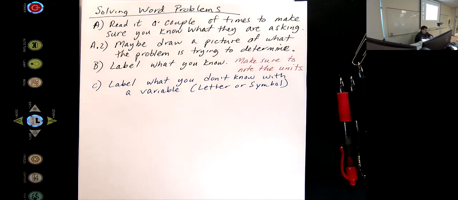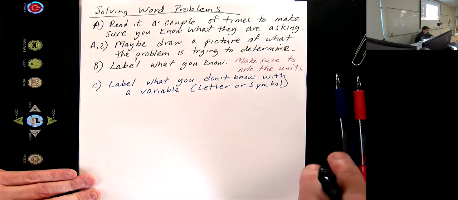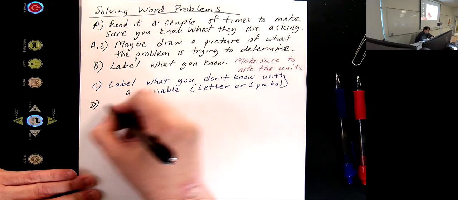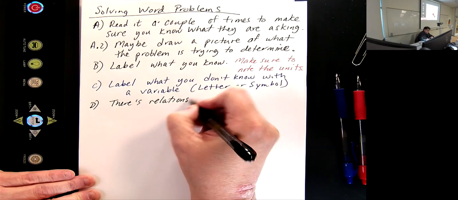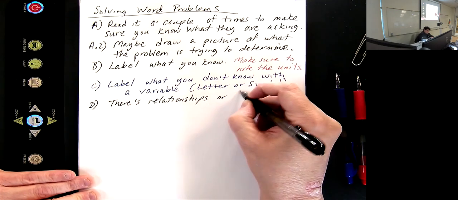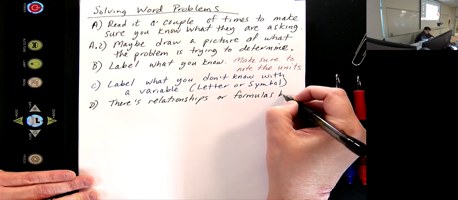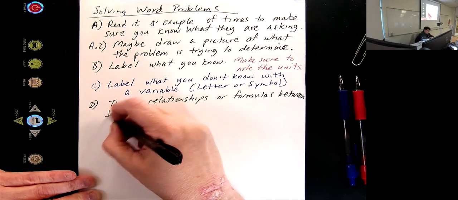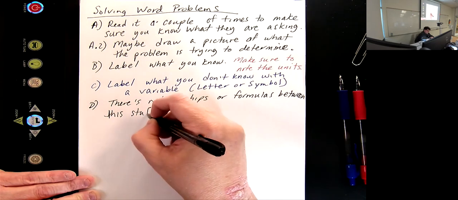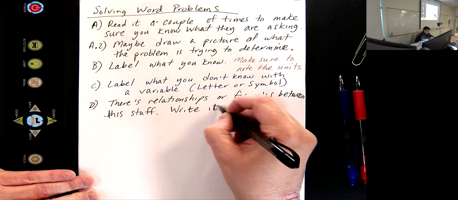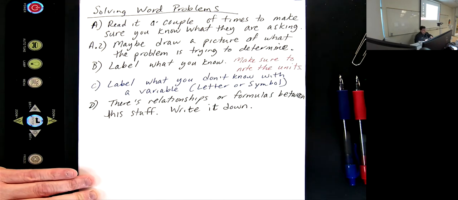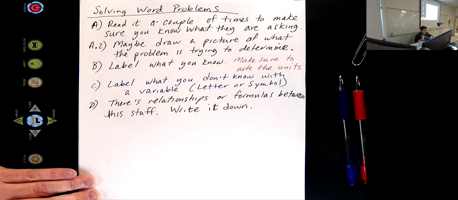Okay, so we've got those, and there's almost always going to be some relationship. There's relationships or maybe formulas between all this stuff. Write them down. What do you mean by relationships or formulas? Just certain things that are rules. Well, if you've got a picture and it's a rectangle, you could get a formula for perimeter or area if they're applicable to the problem. Right. Okay.